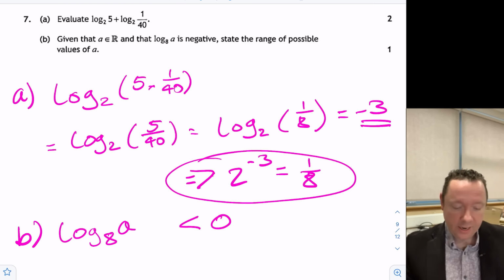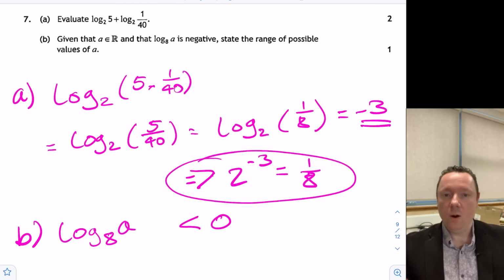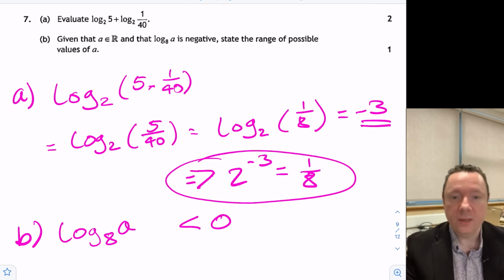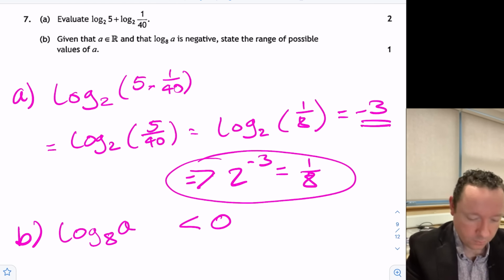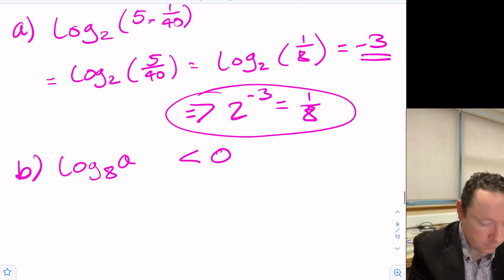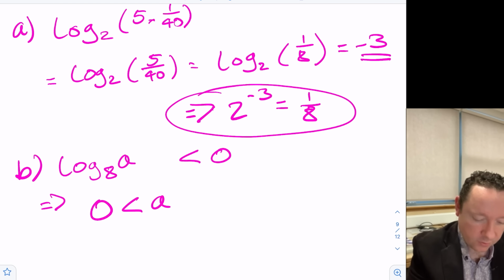Let's imagine that we did 8 to the power 0, we get 1. If we take a negative number then, we get 8 to the power of, let's say, negative 2. That's the same as 1 over 8 squared, which is a fraction. And if I take any negative number, 8 to the power of a massive negative number would be a fraction. So it's always going to be either as big as 1 or as small as almost 0. So that means that 0 is less than a is less than 1.